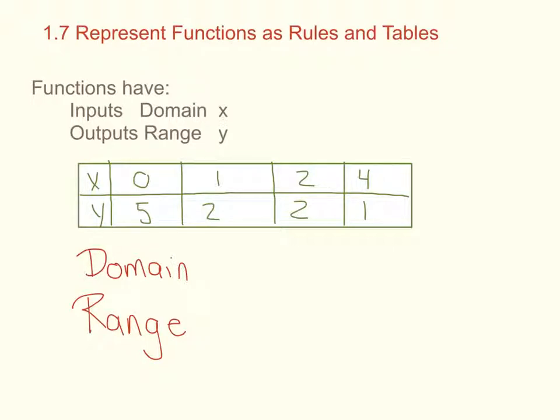So when we do this, we usually put them in brackets. If you can't make really curly ones, that's okay. And we're going to list them in order from least to greatest. So remember, the domain again is our x values. So I'm just going to list all our x values. We have 0, 1, 2, and 4.